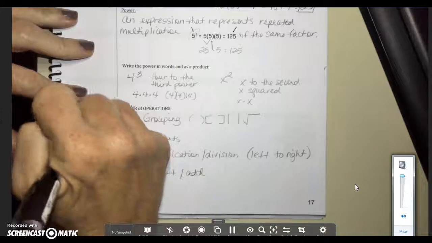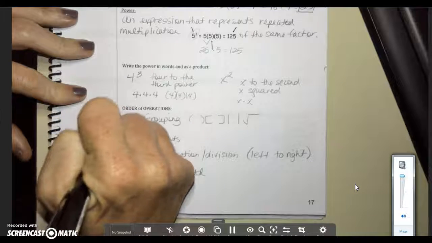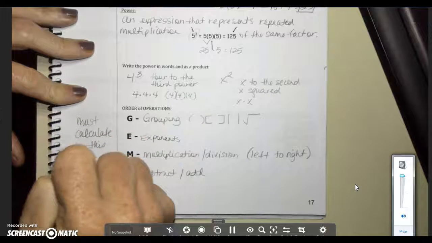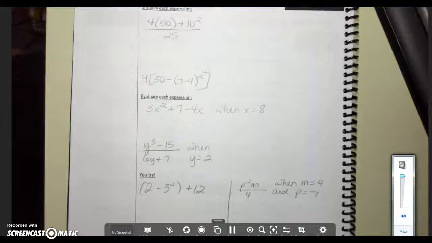So you must calculate in this order. Must. Okay? Really important. All right, we good? All right, let's try the first one at the top.